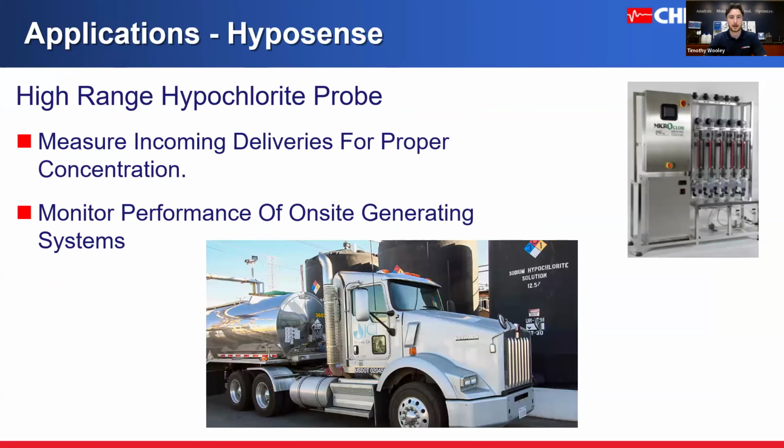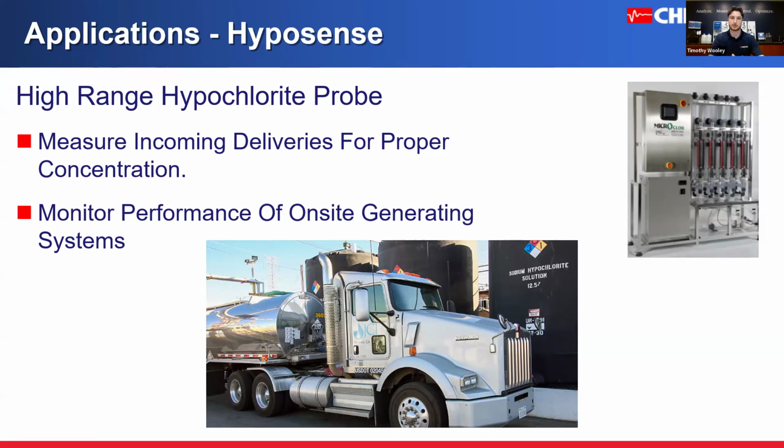A bit more about the HypoSense. So some applications for that might be measuring incoming deliveries. When you have incoming deliveries of sodium hypochlorite, you can verify that they actually are delivered in the concentration that was ordered by using this sodium hypochlorite probe. As we know, sodium hypochlorite does degrade over time, and it degrades more quickly when it is in higher concentrations. So oftentimes, for these industrial applications, it is diluted once it gets to a plant, and this dilution helps make it last longer over time.